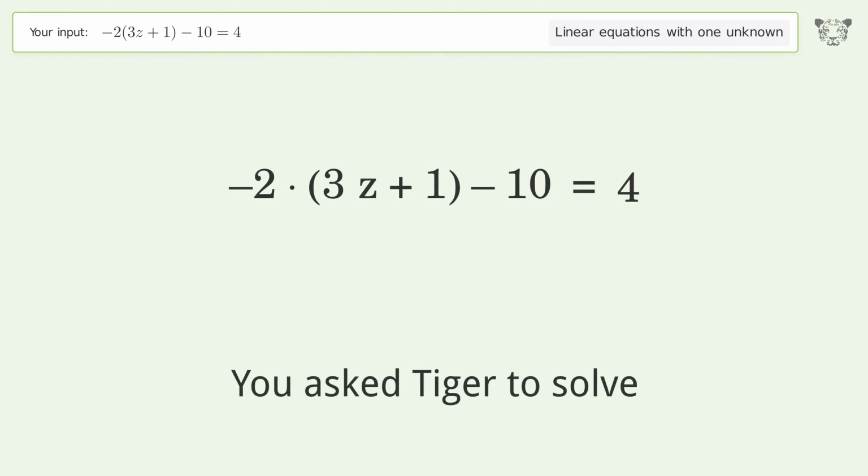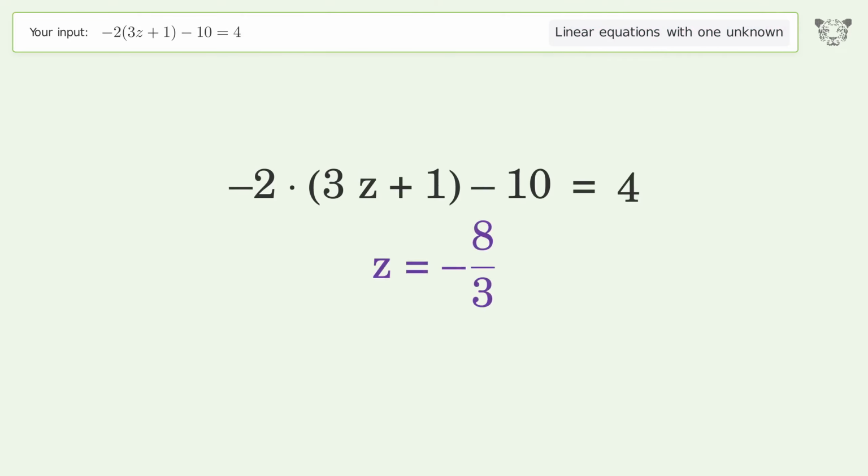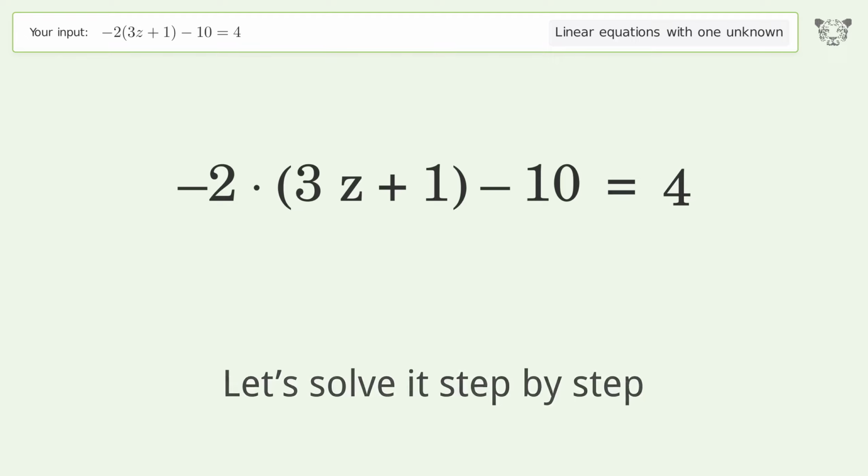You ask Tiger to solve. This deals with linear equations with one unknown. The final result is z equals -8/3. Let's solve it step by step.